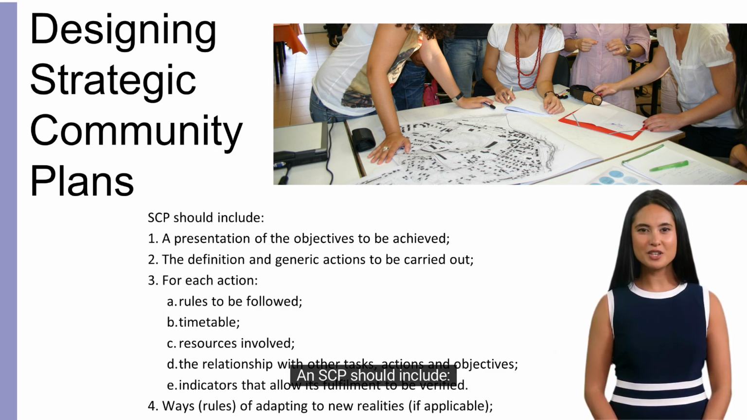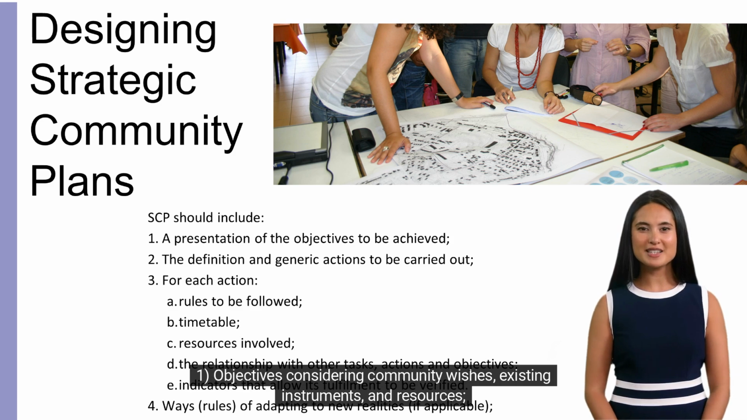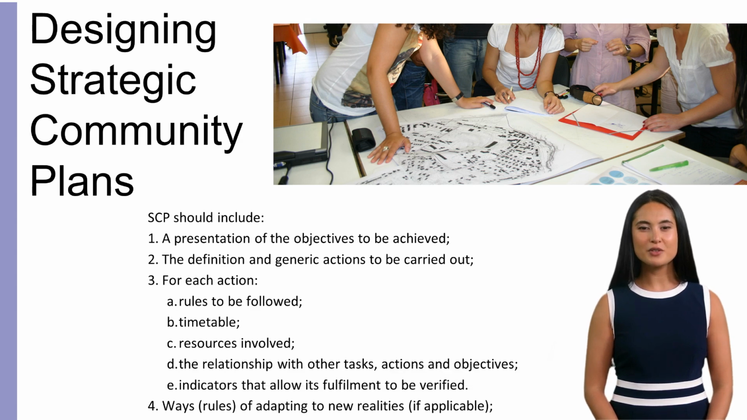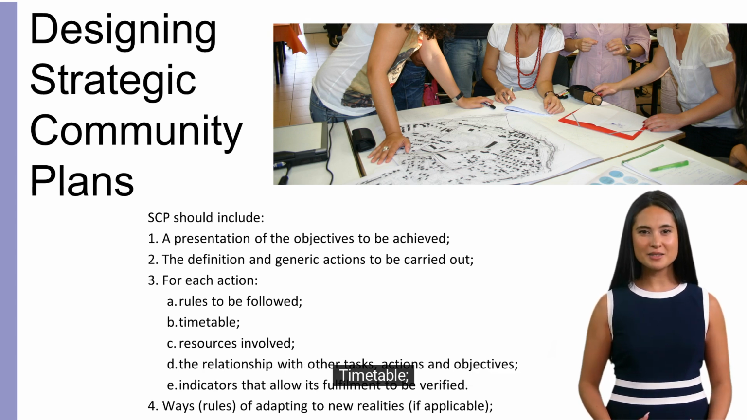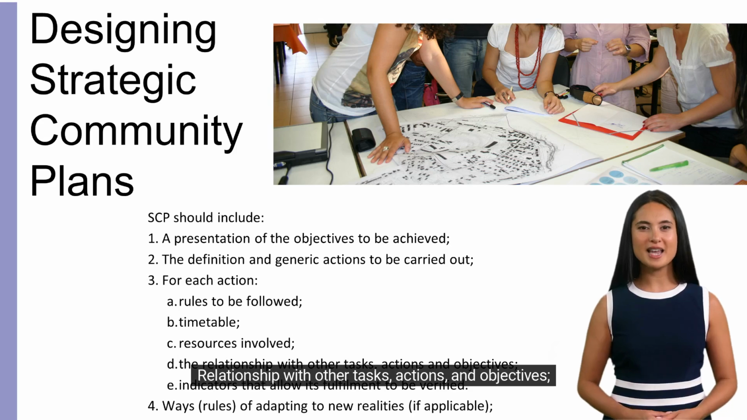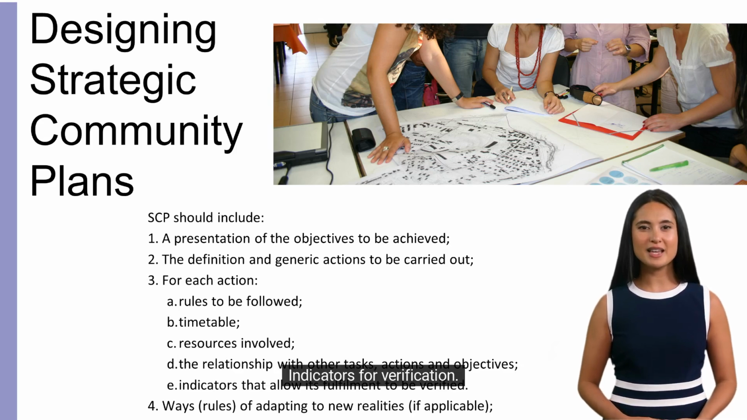An SCP should include: 1. Objectives considering community wishes, existing instruments, and resources. 2. Generic actions to achieve each objective. 3. For each action, specific tasks, including implementation rules, timetable, resources involved, relationship with other tasks, actions, and objectives, and indicators for verification. 4. Adaptation rules for new realities.